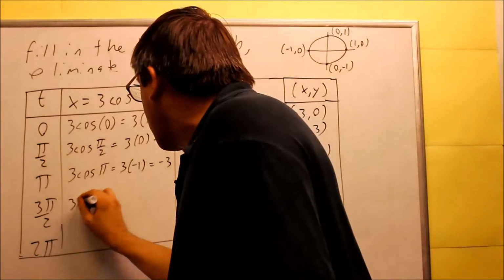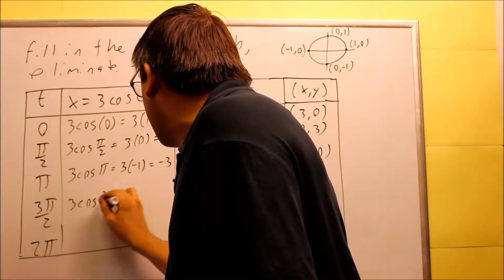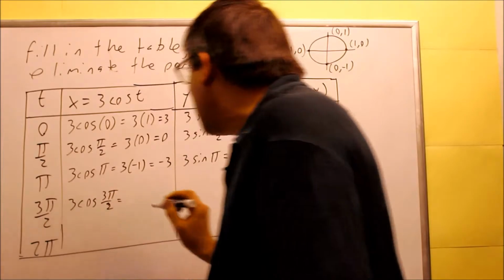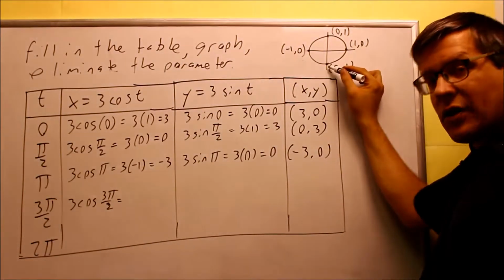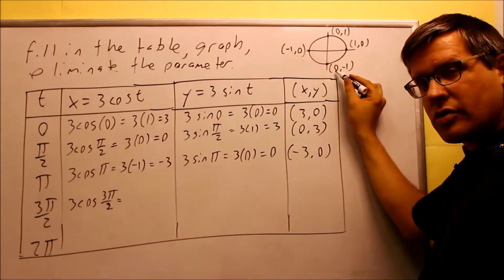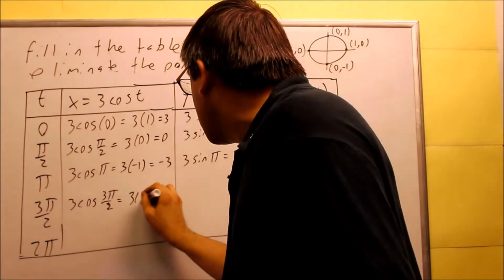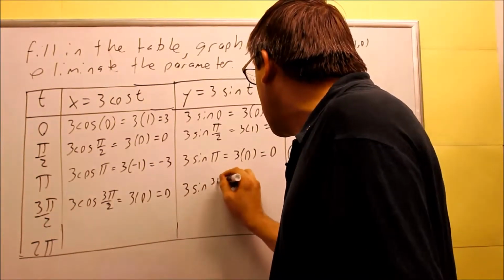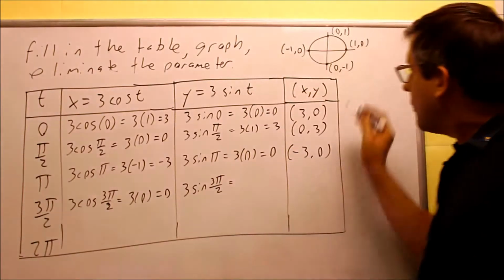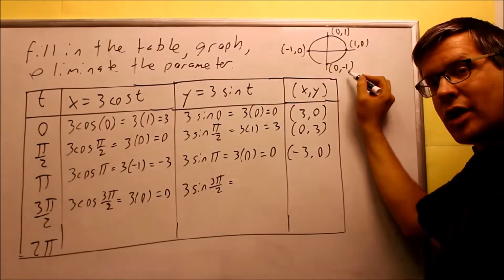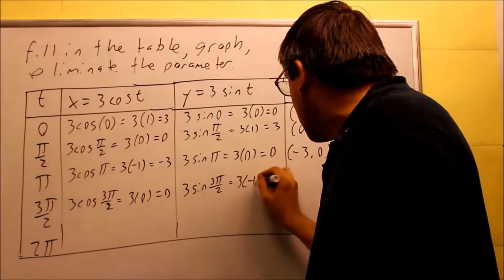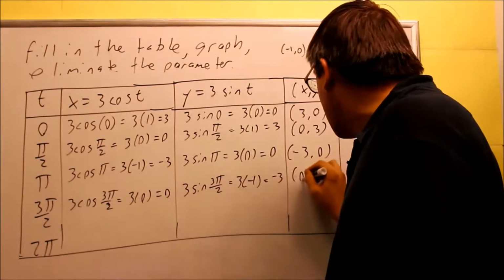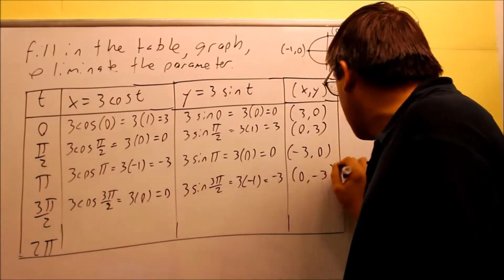Moving on down, I have 3 cosine 3 pi over 2. That's the x value at 270 degrees, 3 pi over 2. The x-coordinate there is 0. So I have 3 times 0 is 0. And then I have 3 sine 3 pi over 2. That's the y-coordinate at 3 pi over 2, negative 1. So 3 times negative 1 is negative 3. So I have 0, negative 3 there.